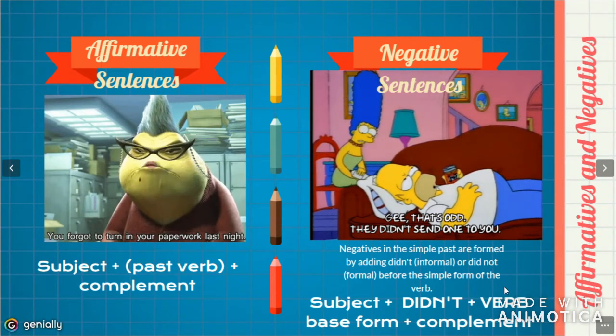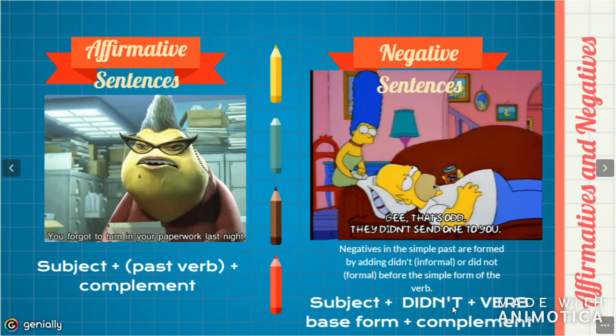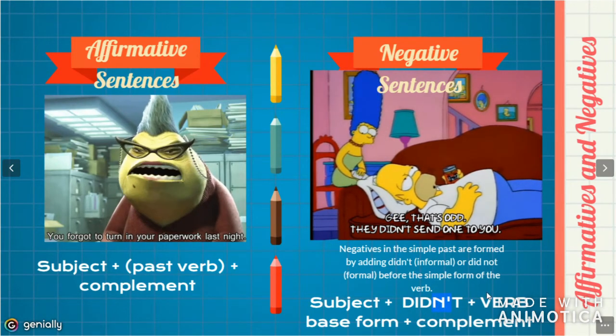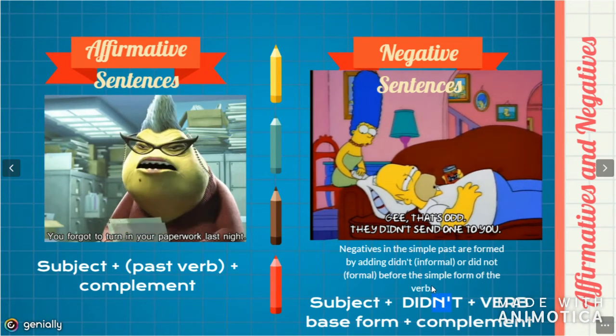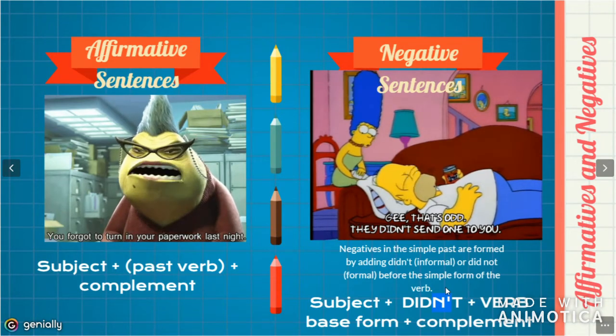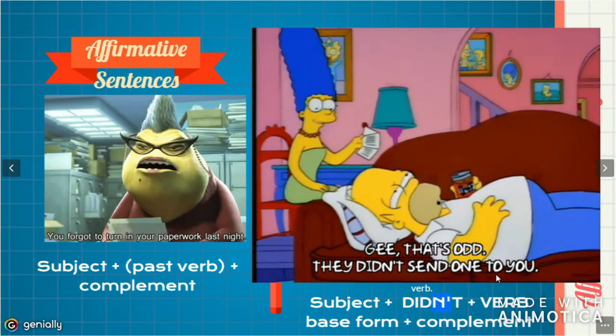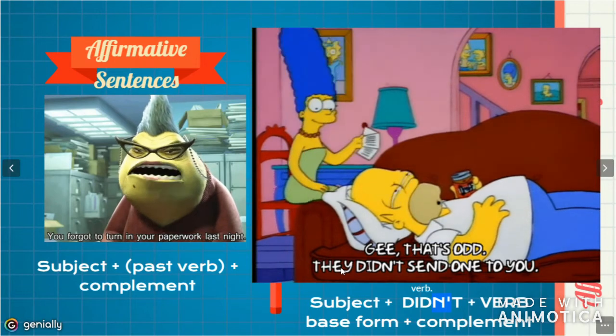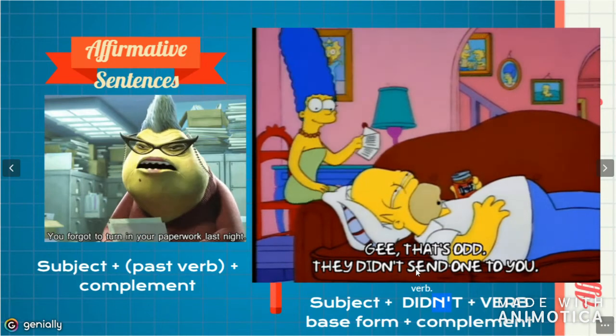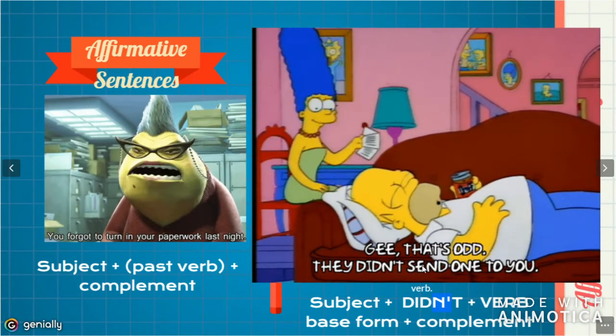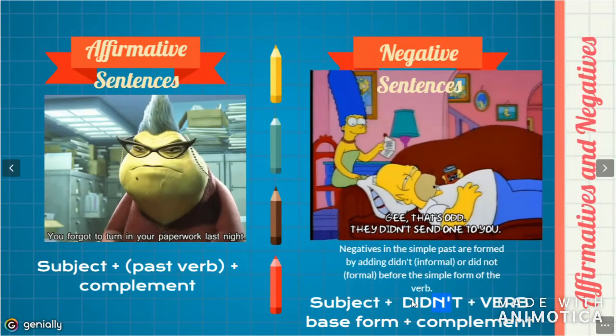Entonces, didn't en una oración nos sirve para darle el tiempo al verbo, y para la negación. Por eso el verbo aparece en forma base, porque es el auxiliar el que conjuga, en este caso, al verbo. Por ejemplo, they didn't send one to you. So we have subject, they, auxiliary verb, didn't, in this case negative, right? And the verb in the base form, send, right? Entonces, nuevamente, el auxiliar nos da el tiempo verbal y la negación, ¿ok?